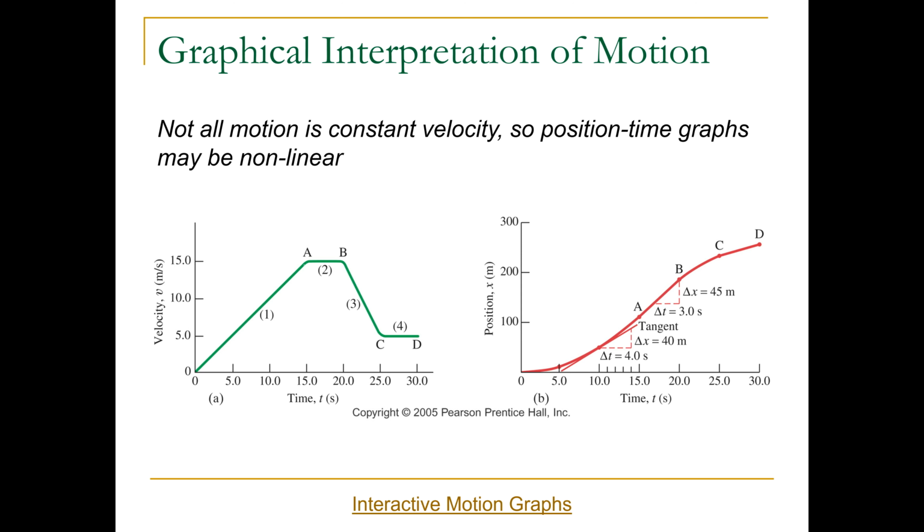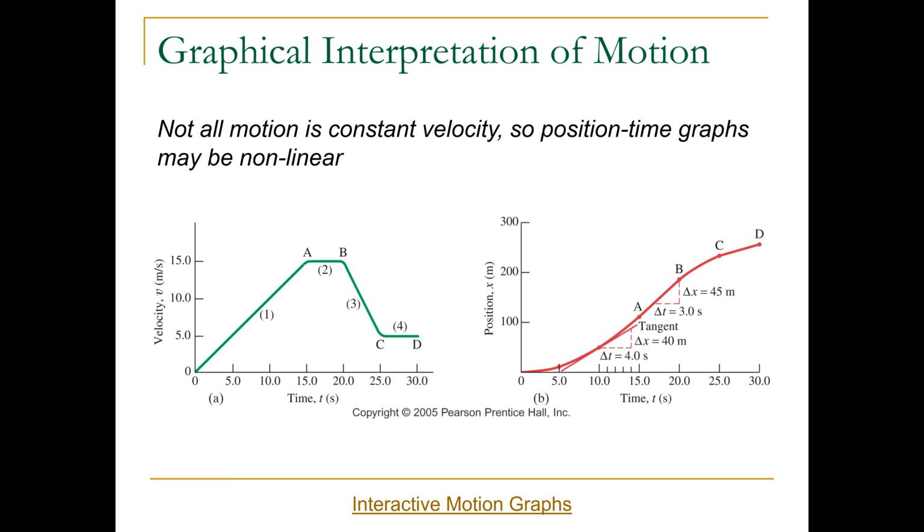If I'm looking at segment 1, I can see that the velocity goes from 0 meters per second to 15 meters per second. That means it starts at rest and speeds up. Between A and B for segment 2, we have a horizontal line. If you think about it, that means this velocity here is staying constant at 15 meters per second. So if I wanted to know the distance it traveled here, I could just say 15 meters per second equals the distance or displacement over the time.